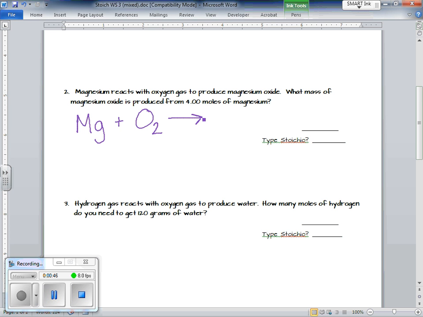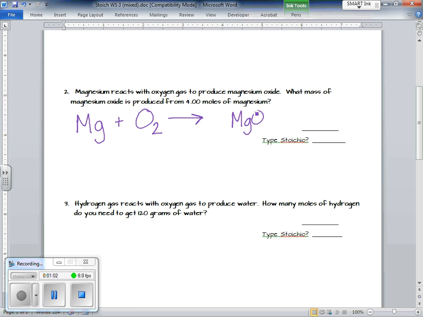Magnesium oxide is an ionic compound. Magnesium has an oxidation number of +2. Oxygen has an oxidation number of -2. So when you crisscross, your final reduced chemical formula is MgO.